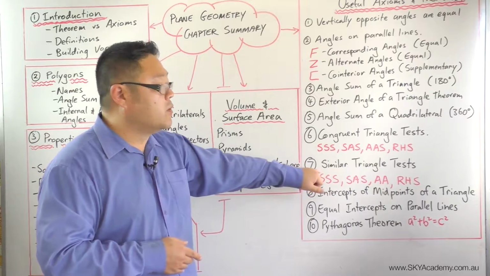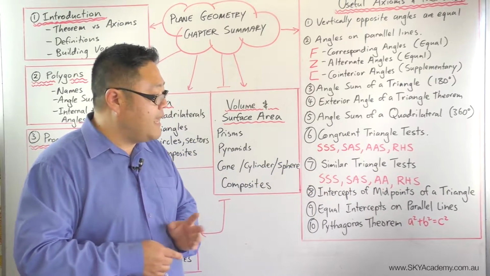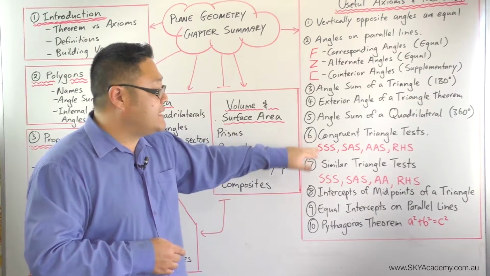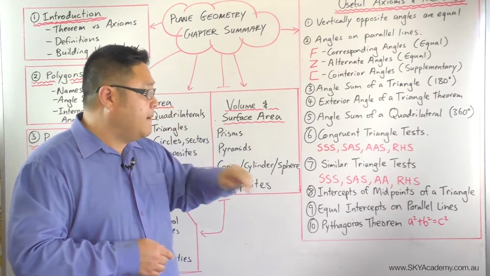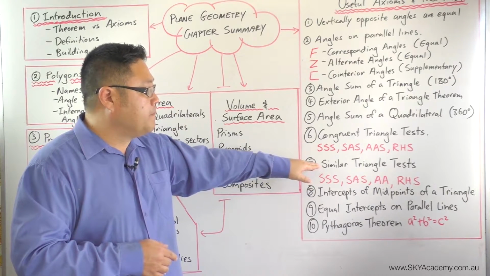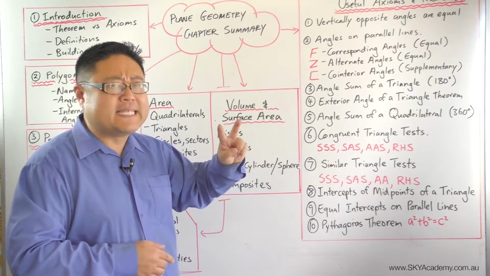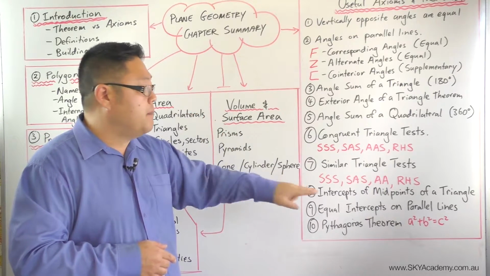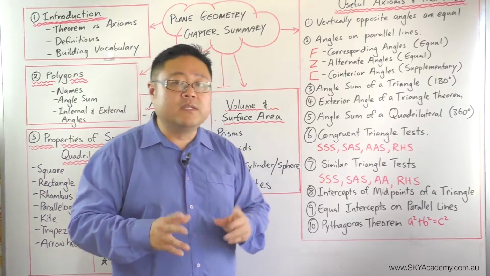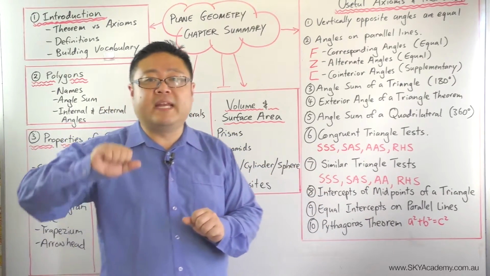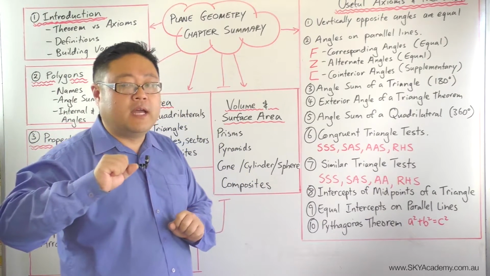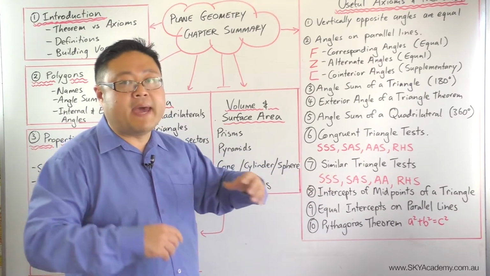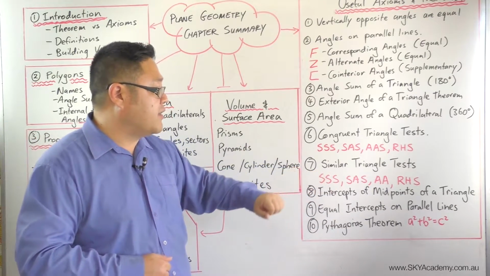After congruent triangles, we looked at similar triangles. Now, the difference between congruent triangles and similar triangles is that with similar triangles, the two triangles will be the same shape, but not necessarily the same size. In other words, one triangle would be an enlargement or a reduction of the other triangle, right? So one will be a magnification or a minimization of the other triangle, right?